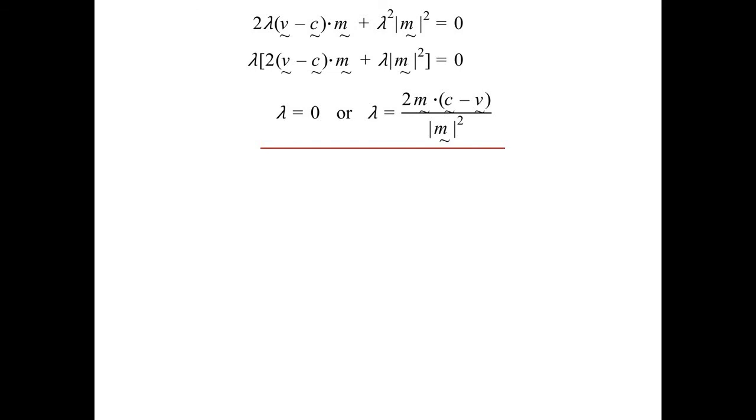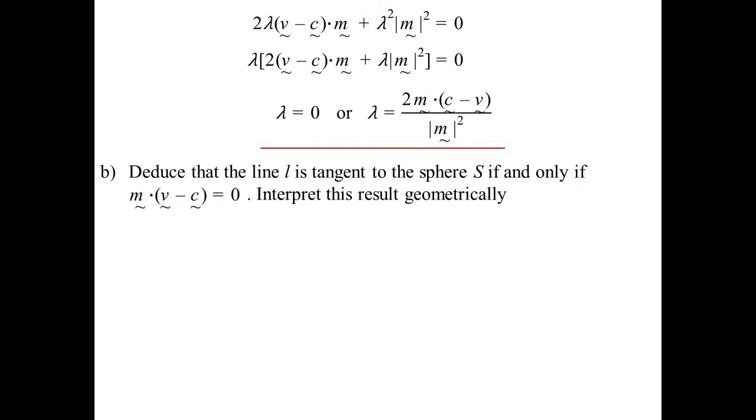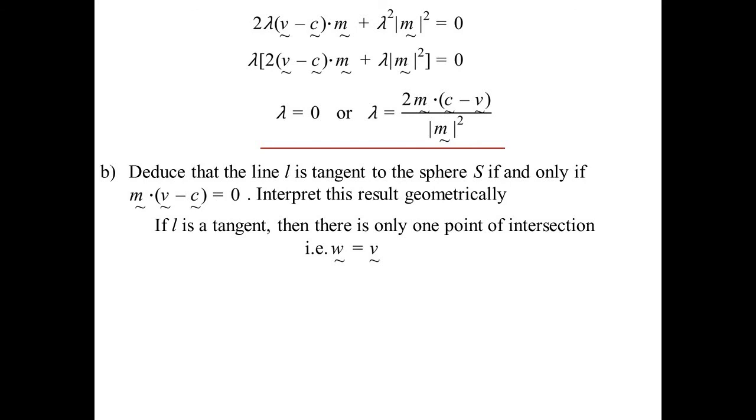I'm not saying that's an easy question. I'm just saying that was the example of one they put in the sample paper. And it didn't finish there. Deduce that the line L is tangent to the sphere if, and only if, that expression is true. And then interpret geometrically. Well, what do we know? If it's a tangent, there's only one point of intersection. So in other words, remember I randomly placed it on the sphere? It now has to be at V. So W and V have to be the same point. Well, W, recall, was V plus lambda M.